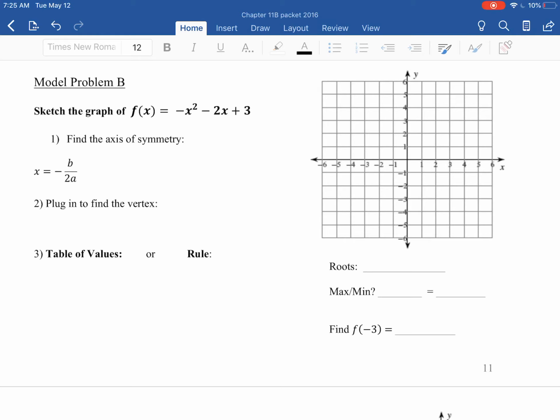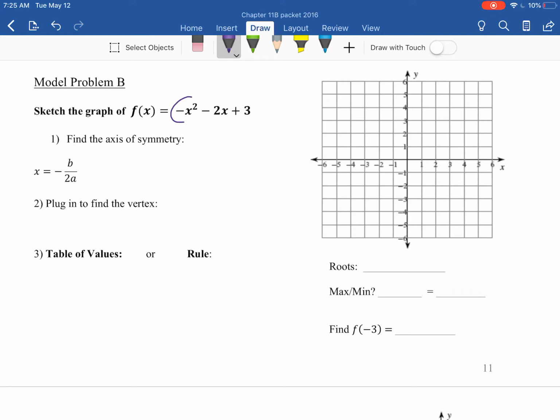But this is just one that goes upside down. And how do we know it goes upside down? Because of the negative number in front for A. A is -1 in this case, which means it's going to be a frowny face. But no matter, it's still going to be the same procedure. So let's start. My A in this case is -1. My B in this case is -2.